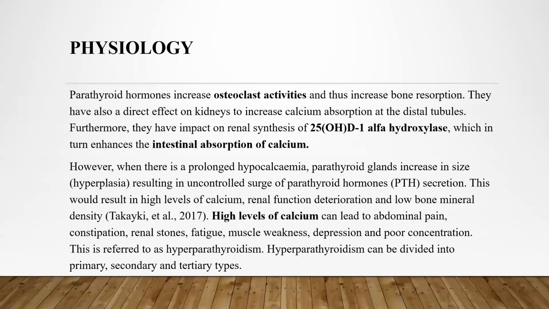All right, and they also have an indirect role in increasing intestinal absorption of calcium through 25 hydroxylase, alpha hydroxylase, which produces the active form of vitamin D. This can also remind you that secondary hyperparathyroidism can be caused by vitamin D deficiency. So in our case as well, we can measure vitamin D levels. We will check the renal function test.